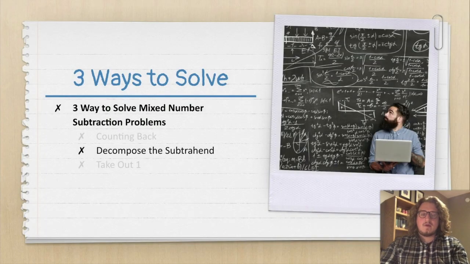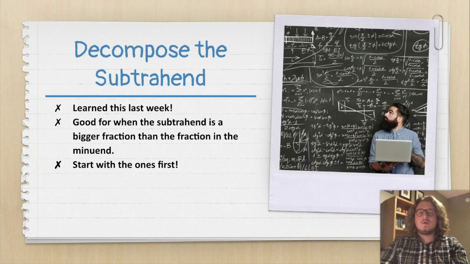Okay, now that we've done counting back, let's learn our second way of solving mixed number subtraction problems. Decompose the subtrahend. We did decomposing the subtrahend last week. And remember, this is good for when the subtrahend is a bigger fraction than the fraction in the minuend. We always start with the ones first. Let's do those problems now.